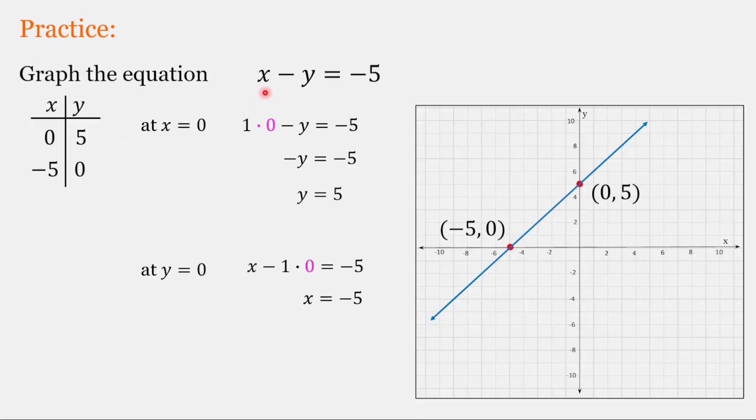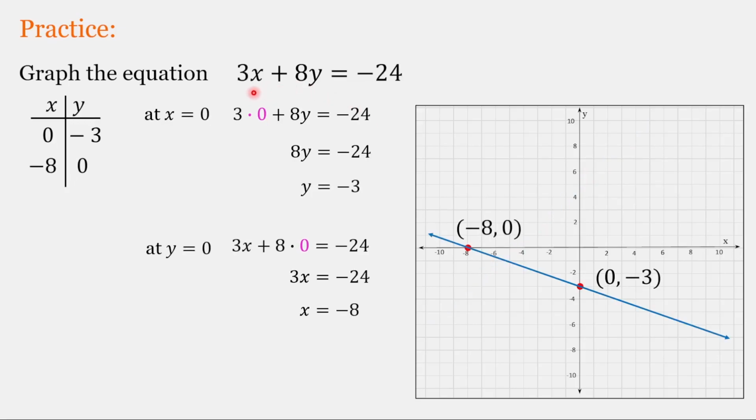So with this first example, we have x minus y equal to negative 5. So 5, or negative 5, is divisible by 1. So finding the x and y intercept is a great method for graphing this line. When x is equal to 0, we get a y-intercept of 5. And when y is equal to 0, we get an x-intercept of negative 5. Graphing those 2 points, we can draw our line.